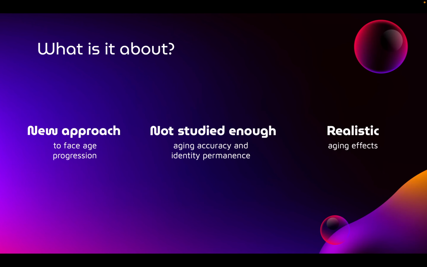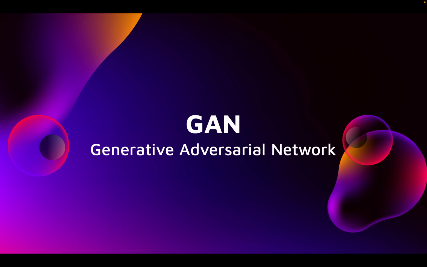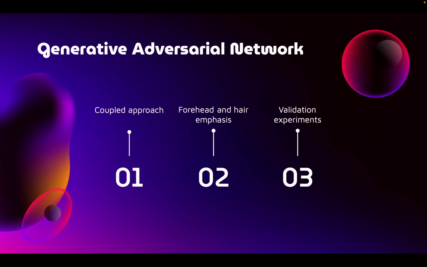So basically, this paper introduces a new approach for face age progression. In recent years, it was evident that aging accuracy and identity permanence requirements were not studied enough. So the proposed method mainly focuses on creating realistic aging effects. The proposed method is called GAN, or Generative Adversarial Network.